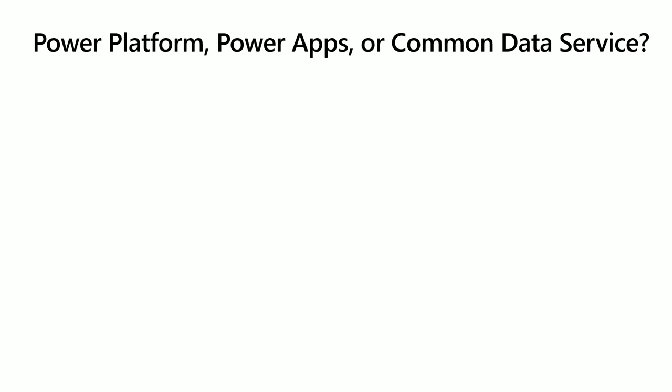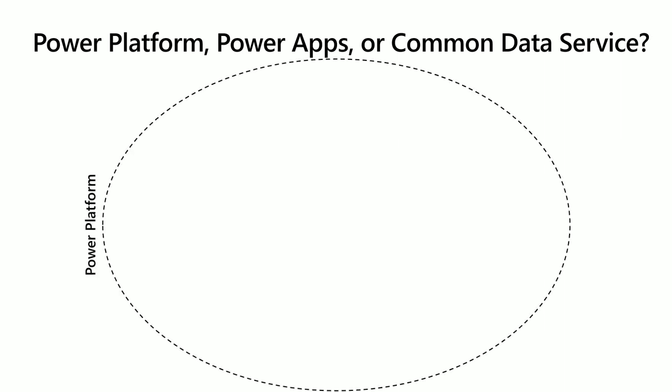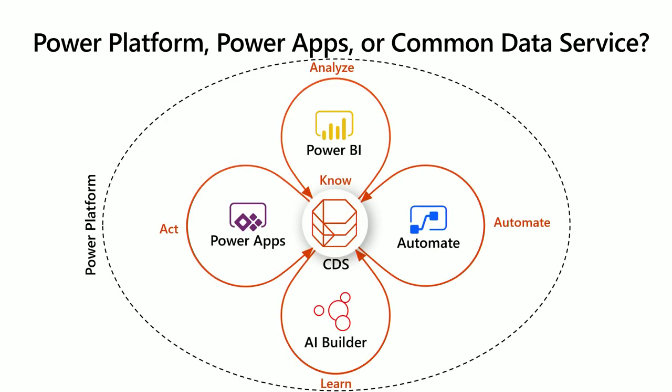So one of the common questions that I want to quickly address is, what's the difference between the Power Platform, Power Apps, and the Common Data Service? We are no longer supposed to think inside of the box. We are supposed to have a growth mindset, and therefore we will think inside the oval. So we have an oval that represents the Power Platform. Within the Power Platform, we have all the things that we spoke about earlier, the Common Data Service, Power BI, Power Apps, Automate, and AI Builder.